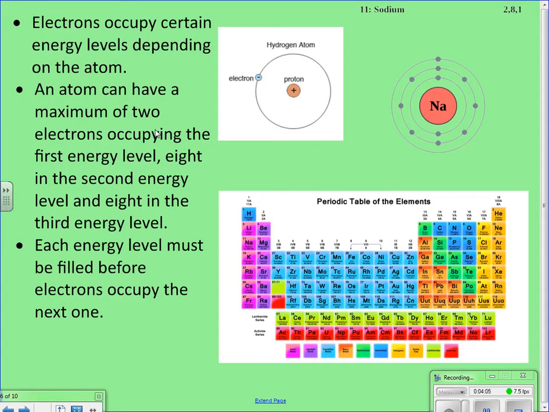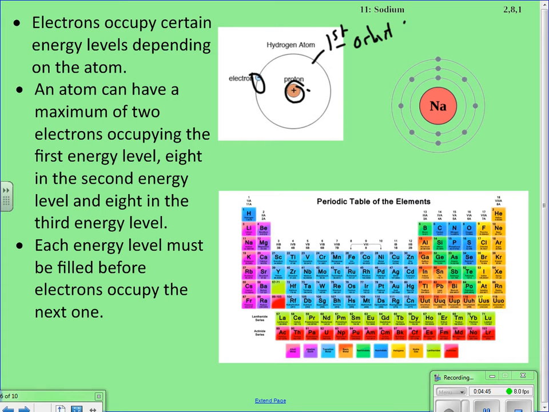Now, looking at electrons, they occupy energy levels depending on the atom. So for example, a hydrogen atom has only 1 electron because it's got 1 proton. Remember, protons and electrons need to be the same in order for it to be neutral. And we find that electron in the first, what's called the first orbit. Now, an atom can have a maximum of 2 electrons occupying the first energy level, 8 in the second, and 8 in the third. And each energy level must be filled before electrons occupy the next one.